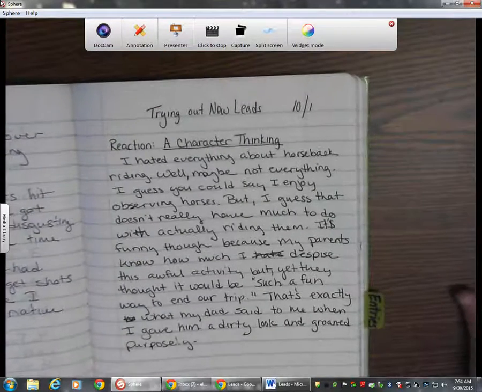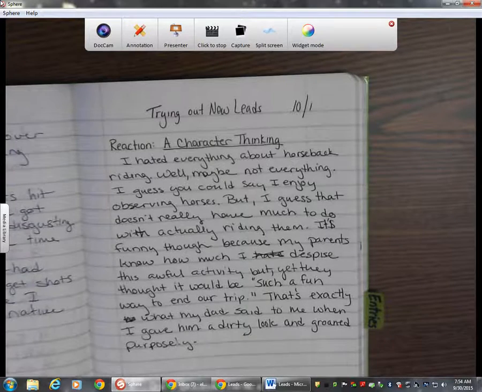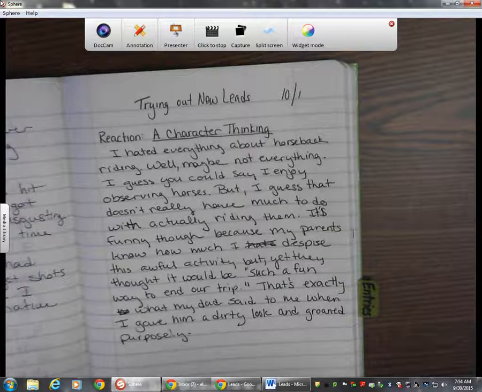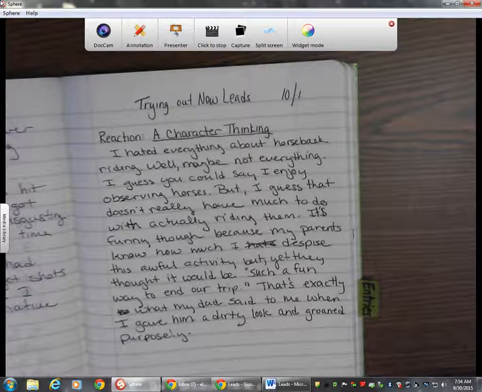Okay, so here is my character thinking for my personal narrative story. So I tried this lead out. I hated everything about horseback riding. Well, maybe not everything. I guess you could say I enjoy observing horses. But I guess that doesn't really have much to do with actually riding them.